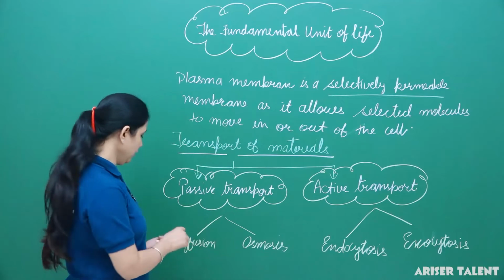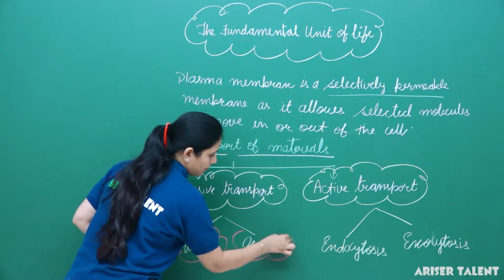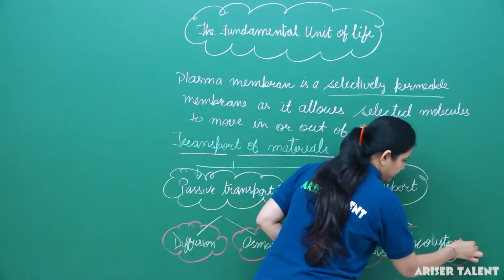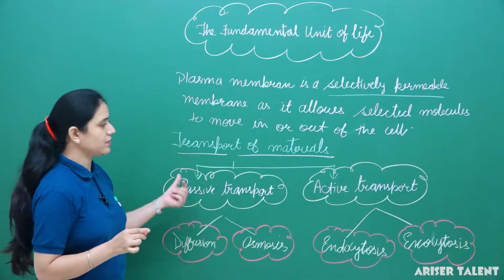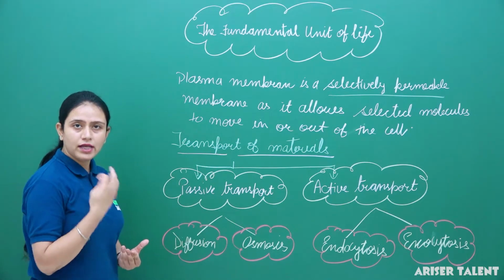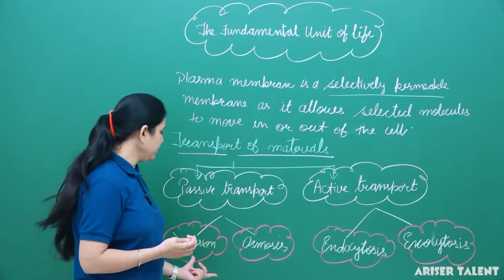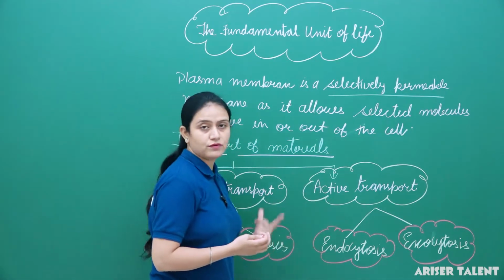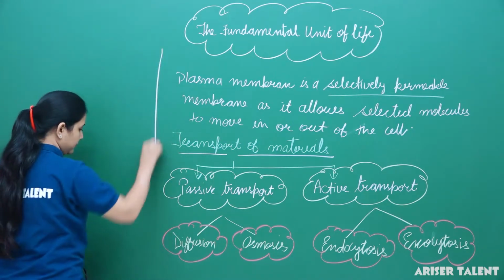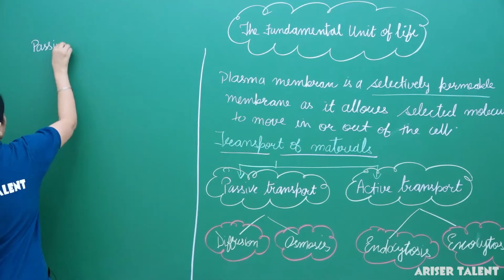So first of all, we will discuss the passive transport of materials. Clear? These are the types of transport: passive transport, which does not require any energy, and active transport, which requires energy to proceed. Passive transport is of two types, diffusion and osmosis, and active transport is of two types, endocytosis and exocytosis. Now we will study them in detail. First of all, we will talk about passive transport.